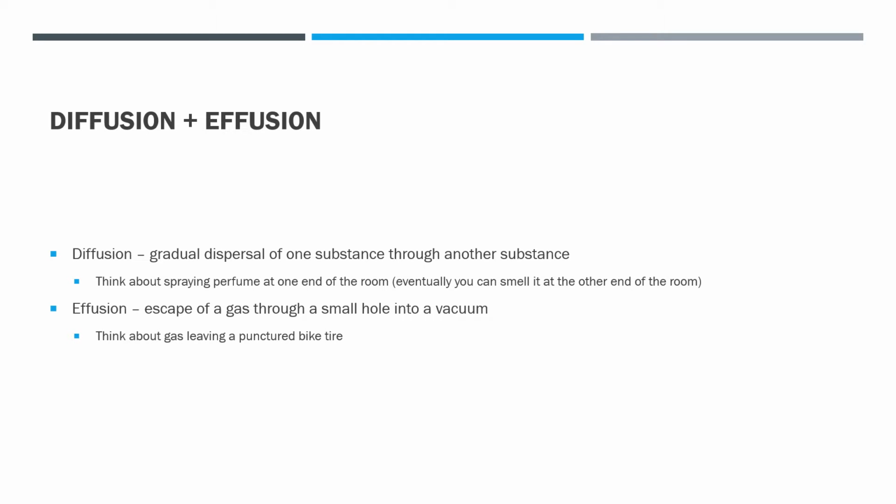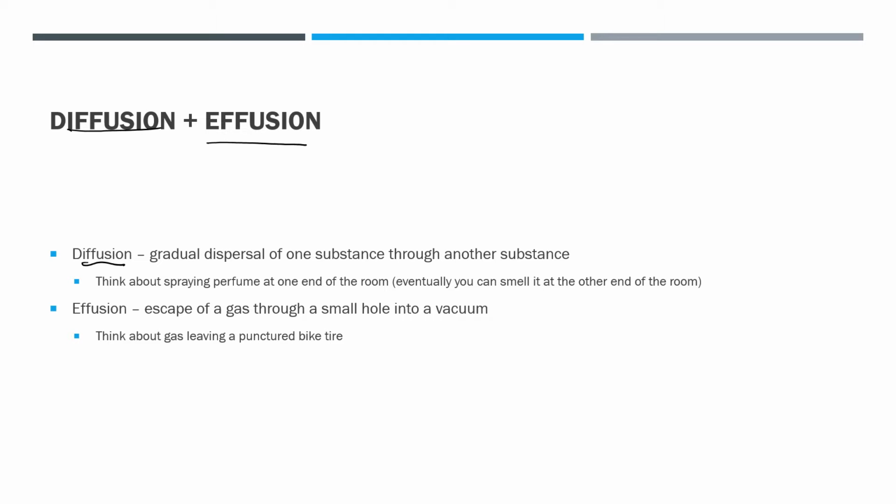Okay, so first I just want to talk about some properties of molecular motion of gas particles, and the two really important properties that you should know are diffusion and effusion, right? They sound really similar, so it's easy to get them confused, but hopefully with this video I'll define both terms and give you some key examples to think about so you can differentiate between the two.